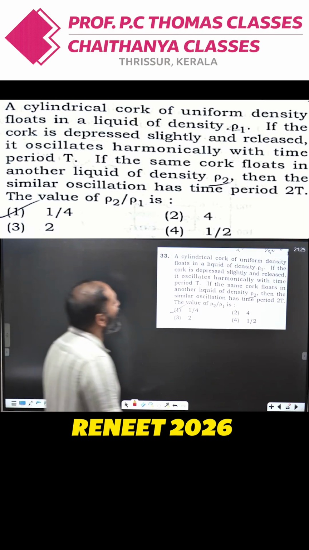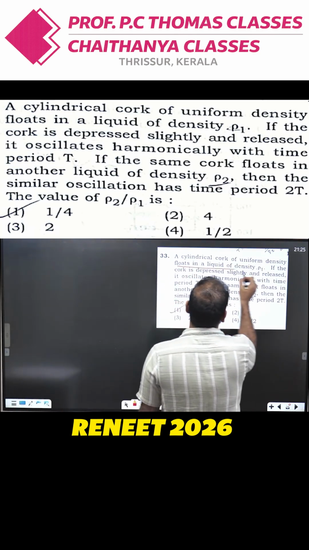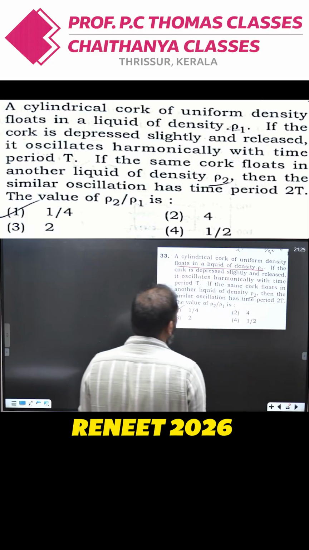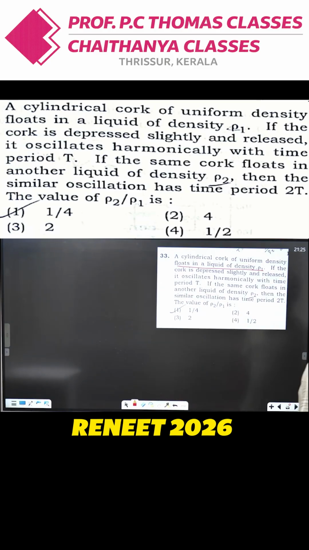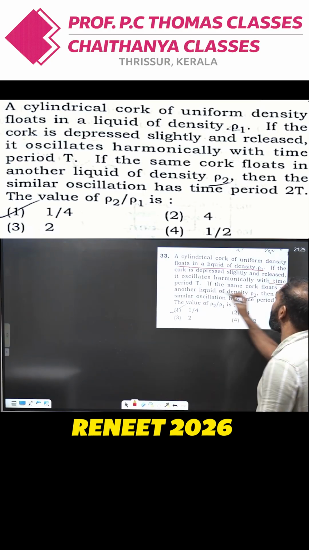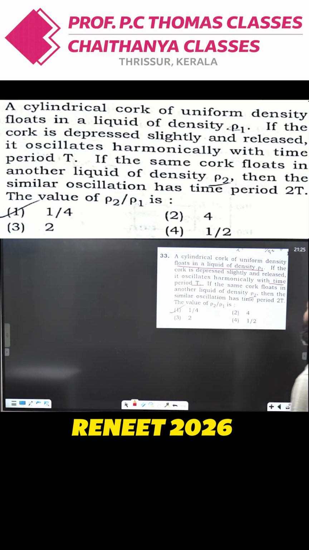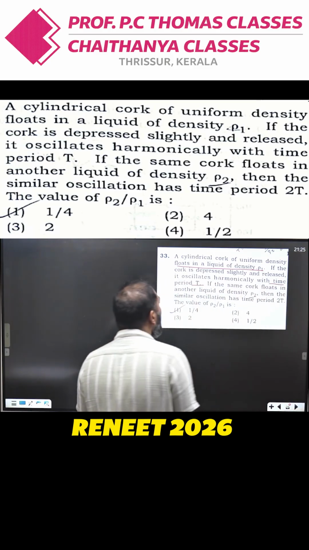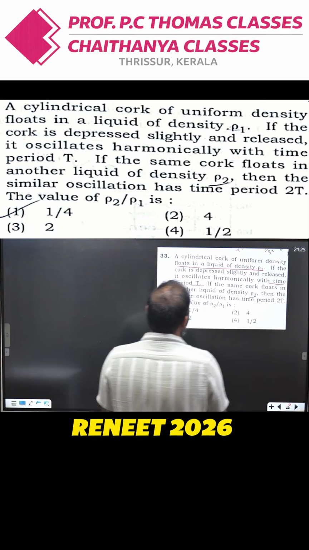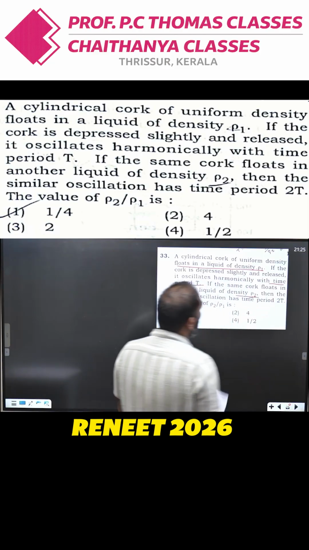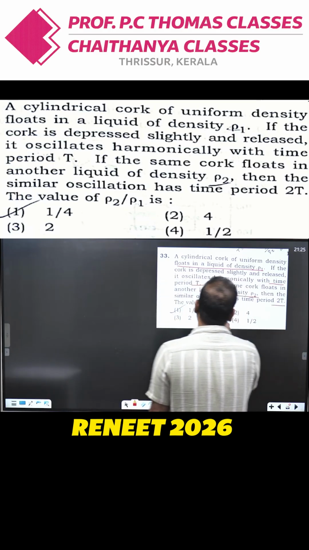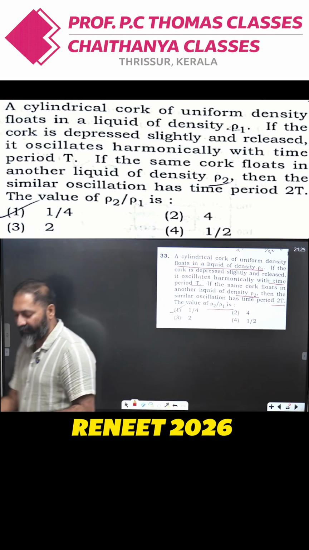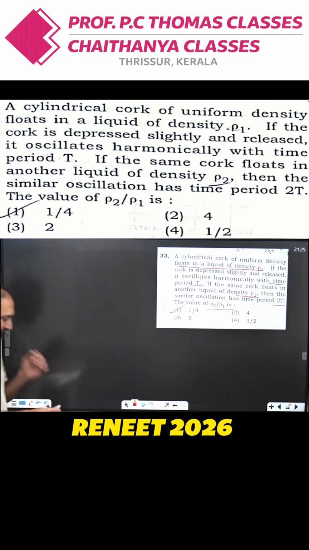A cylindrical cork of uniform density floats in a liquid of density ρ1. If the cork is depressed slightly and released, it oscillates harmonically with a time period t. If the same cork floats in another liquid of density ρ2, then the similar oscillation has time period 2t. What is the value of ρ2 by ρ1? We have to find out the value of ρ2 by ρ1.